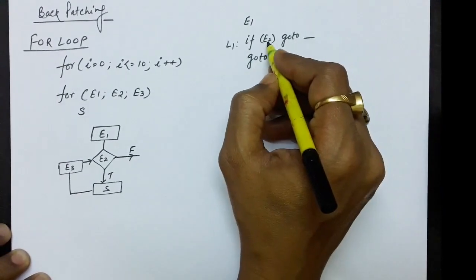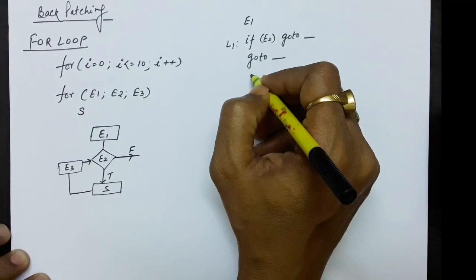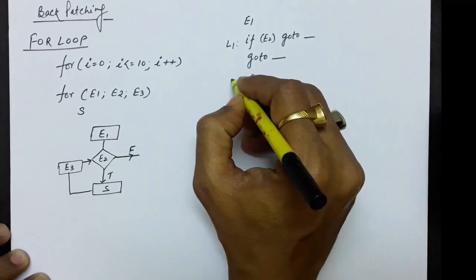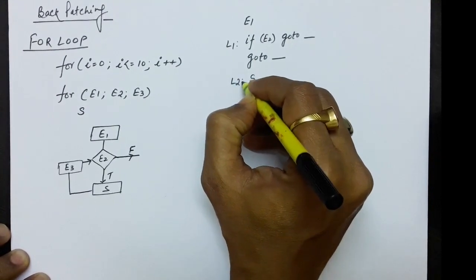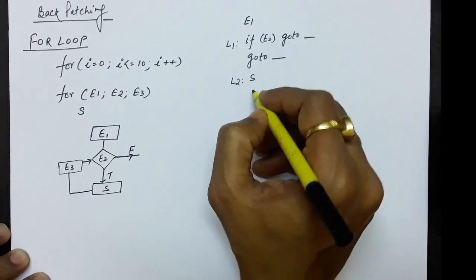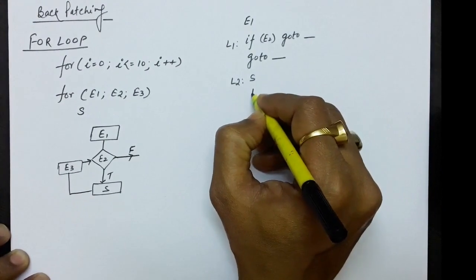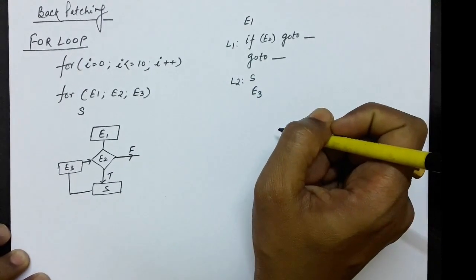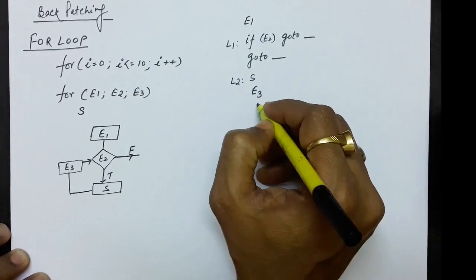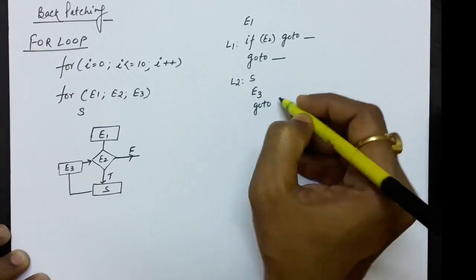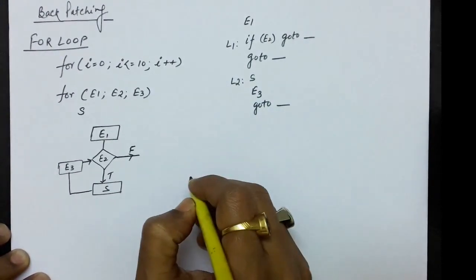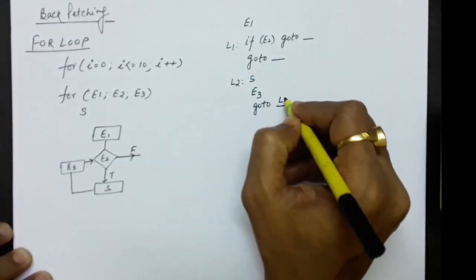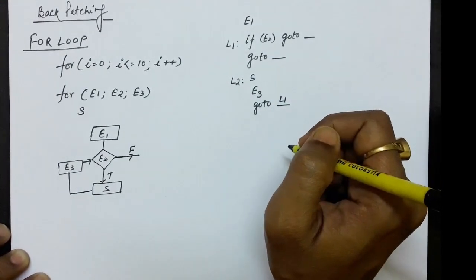Okay. Now, if this condition is true, we are going to execute the statement, which is S. Let's say this statement is at the L2 level. After executing this statement, we need to do the increment or the decrement part, which is E3. After doing so, we will go to the condition check once again. Fine. So what is the condition check? Condition check is done at L1 statement. So in the backpatching, you can write this L1 here.